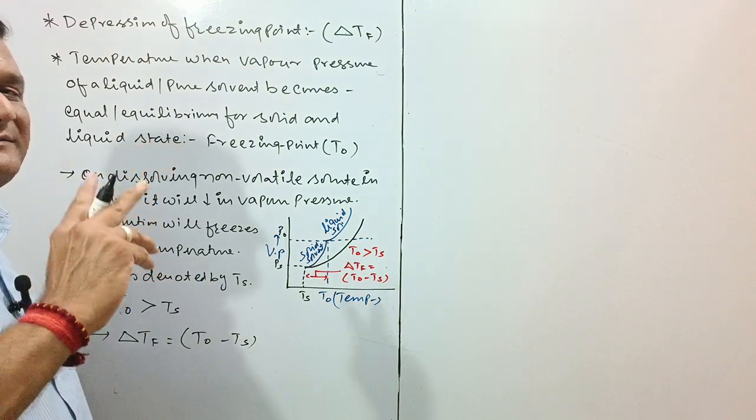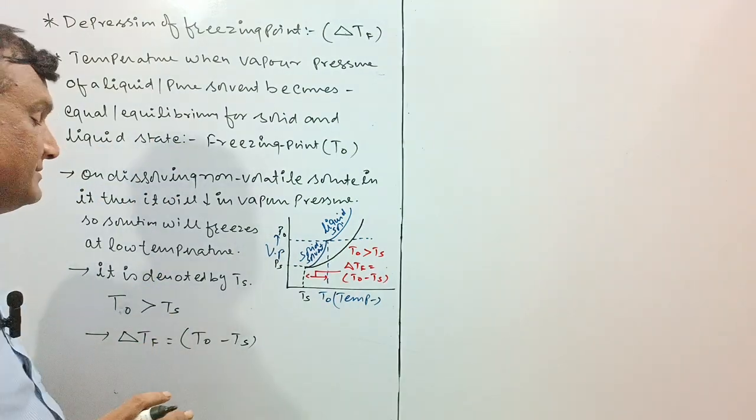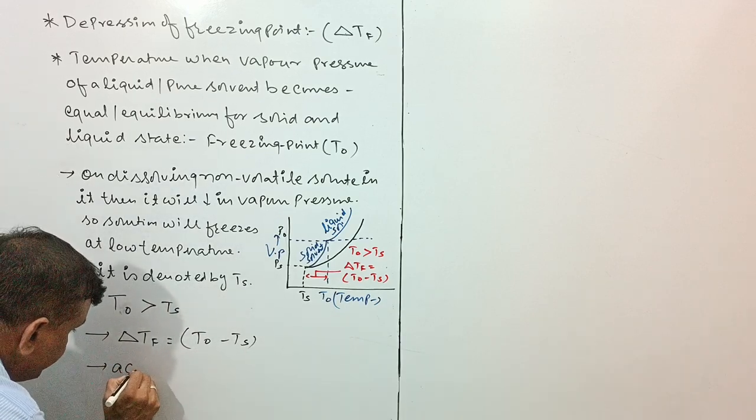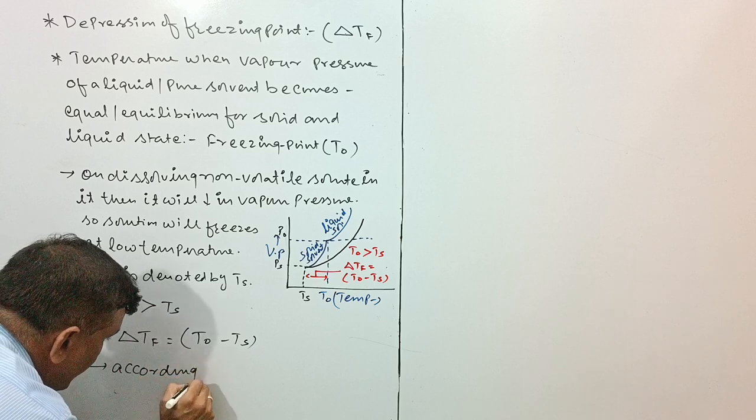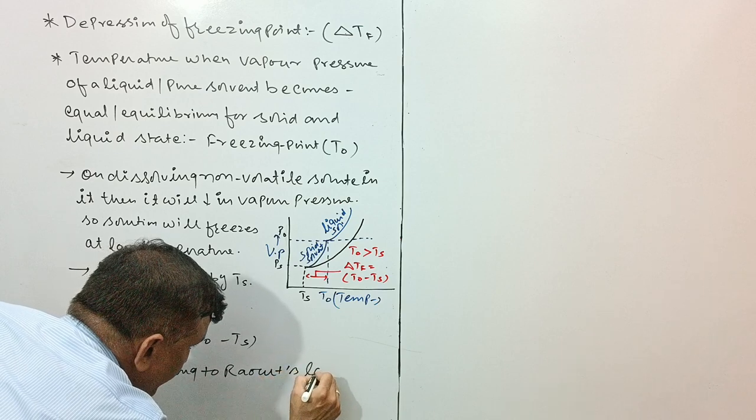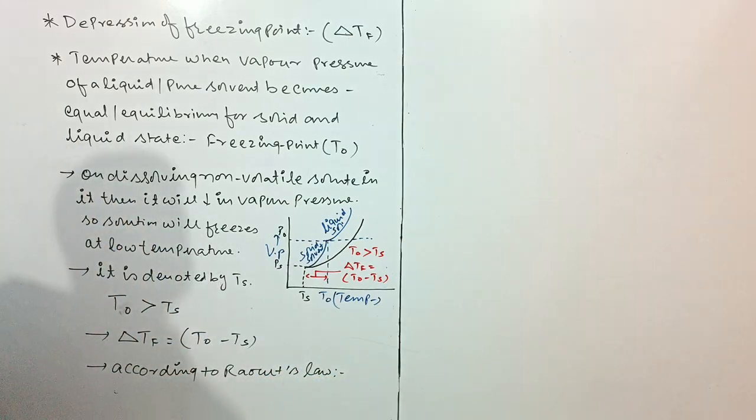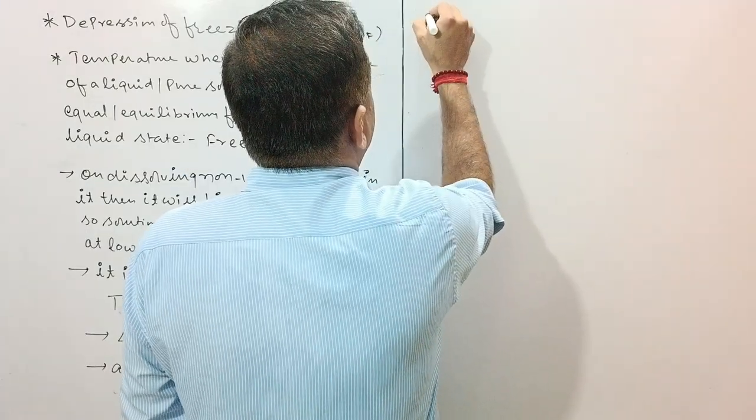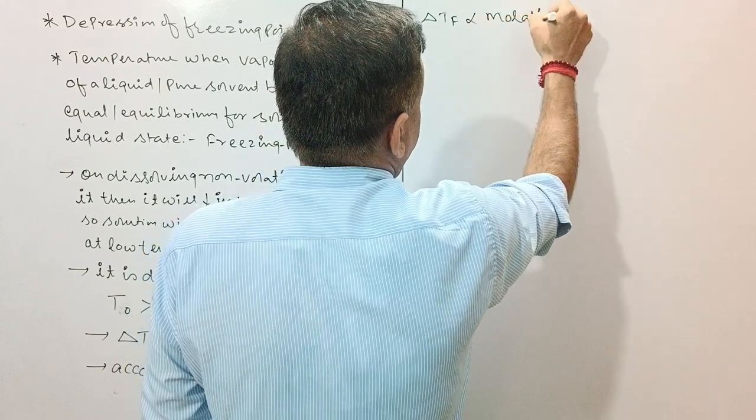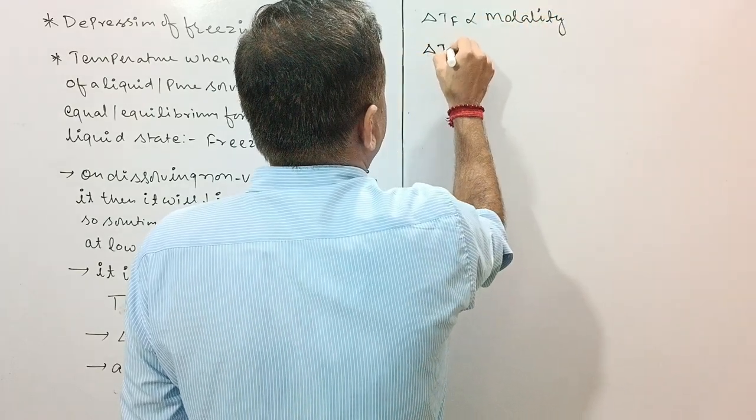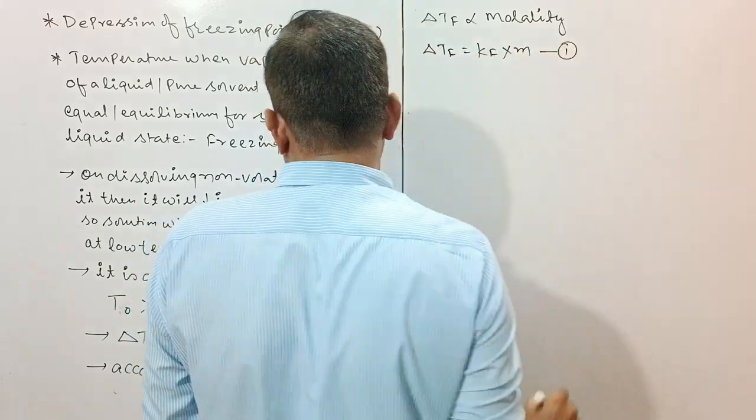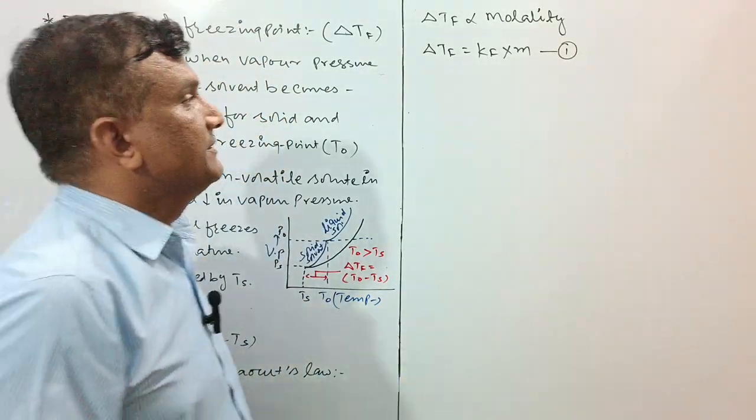And in the boiling point of a solution, we have discussed that TS is greater than T naught. Now, according to Raoult's law for a non-volatile solute, we can say del TF is proportional to, again, molality. So del TF is equal to KF into molality, equation number 1. This is the numerical formula.